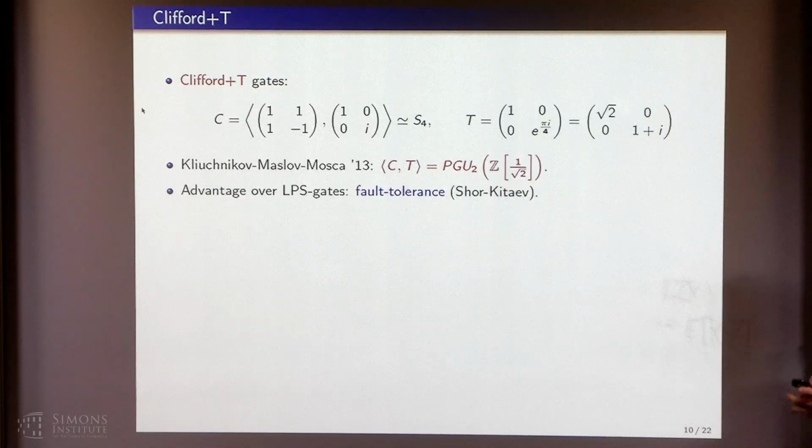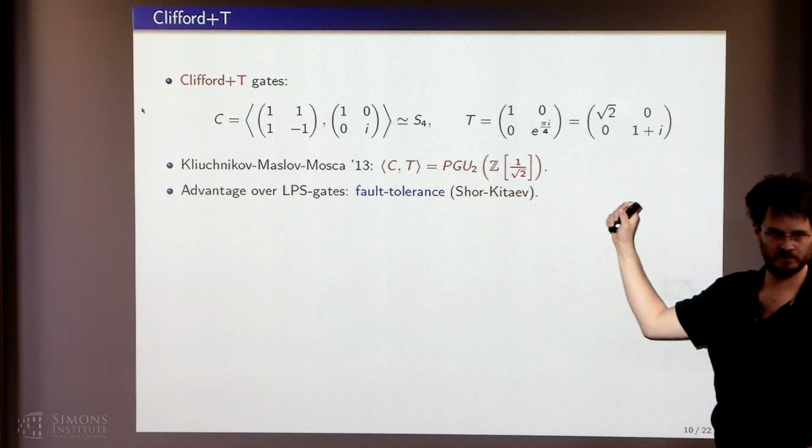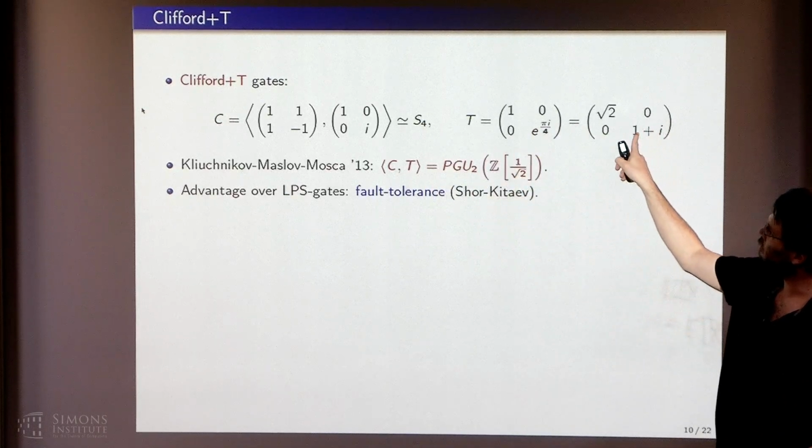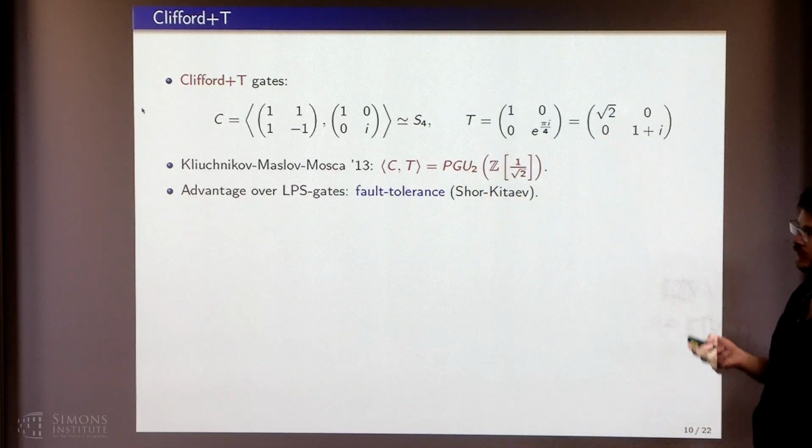And so, okay, one question is, why is this better than the LPS? And they have a very good answer, because you can implement these gates in a fault-tolerant way. For any computation, you would like to have fault tolerance. And there is a protocol or algorithm of Shor and Kitaev to do quantum computation with fault tolerance. But you need, for that purpose, all your gates to have finite order. So all these matrices have finite orders, both C and T. And you don't have that for the LPS.